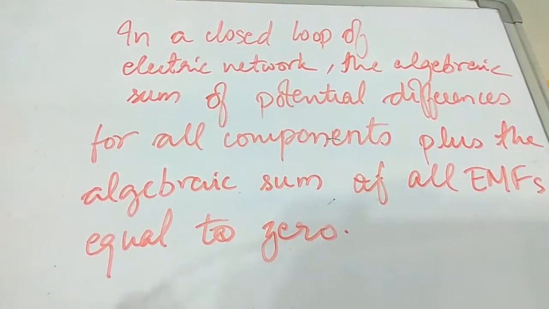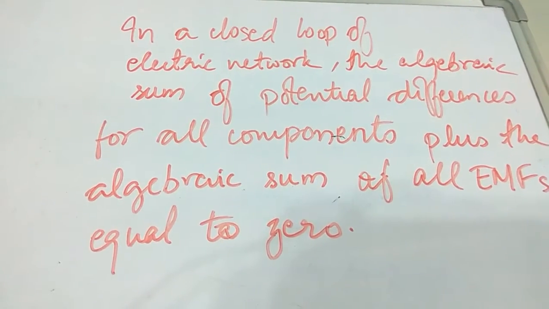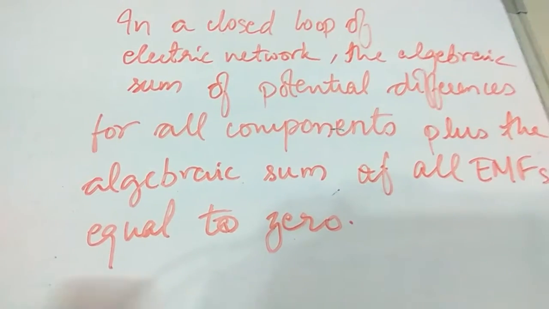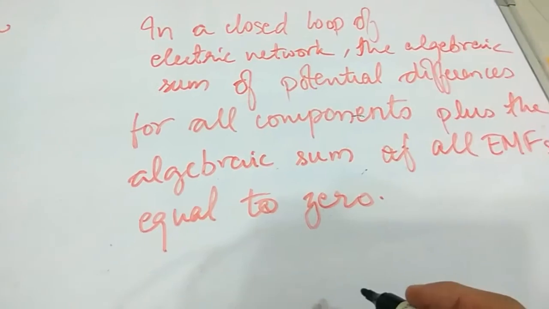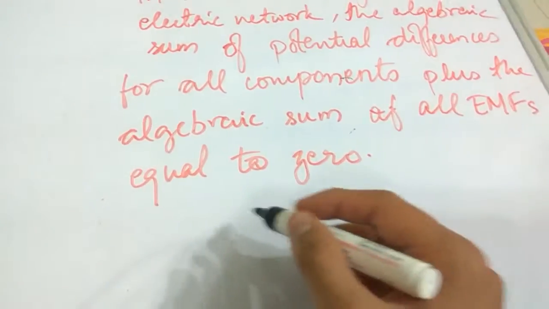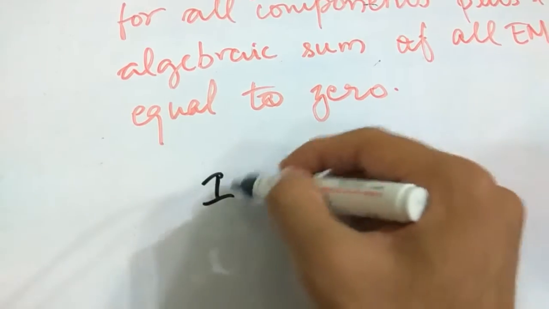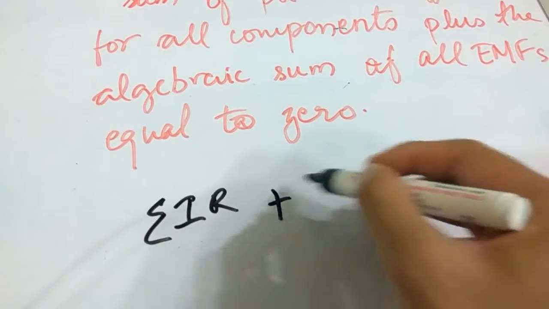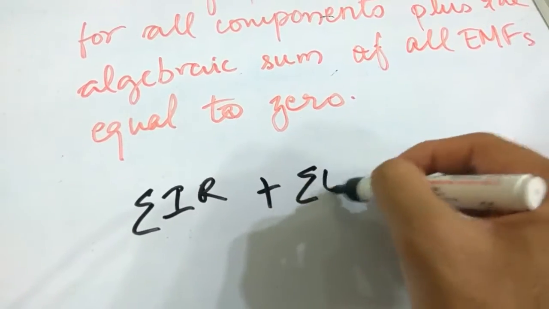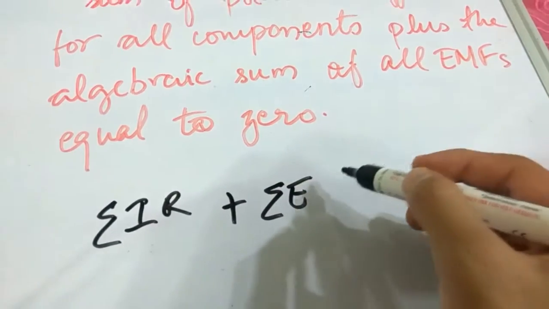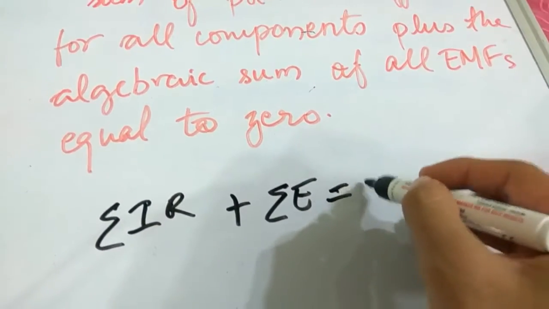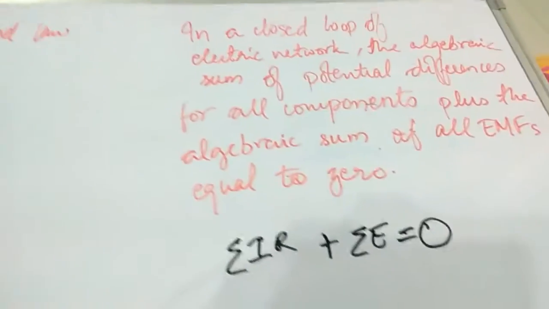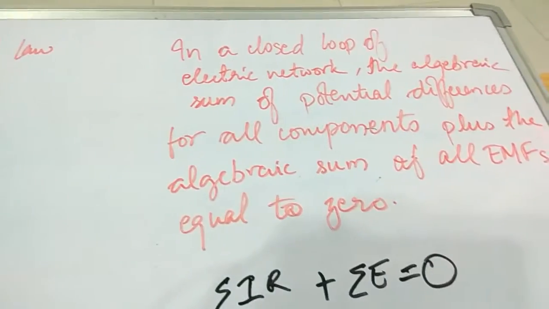In a closed loop of an electric network, the algebraic sum of potential differences for all components plus the algebraic sum of all EMFs is equal to 0. And the mathematical statement for this is: summation of all potential differences plus summation of all EMFs, electromotive forces, in a closed loop circuit is equal to 0. This is the mathematical statement for Kirchhoff's voltage law.